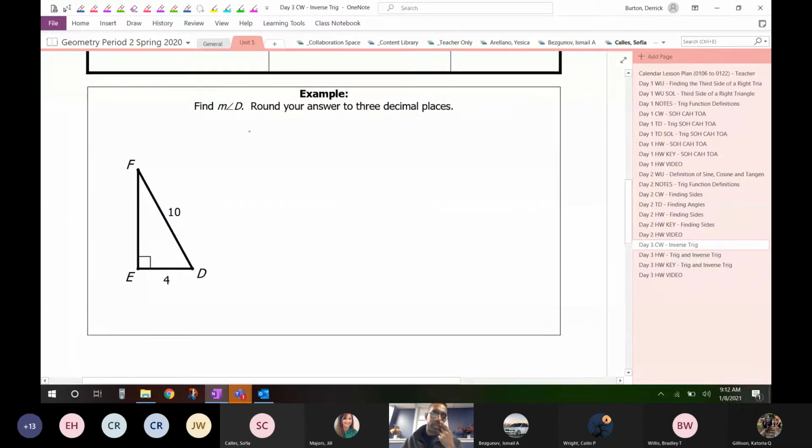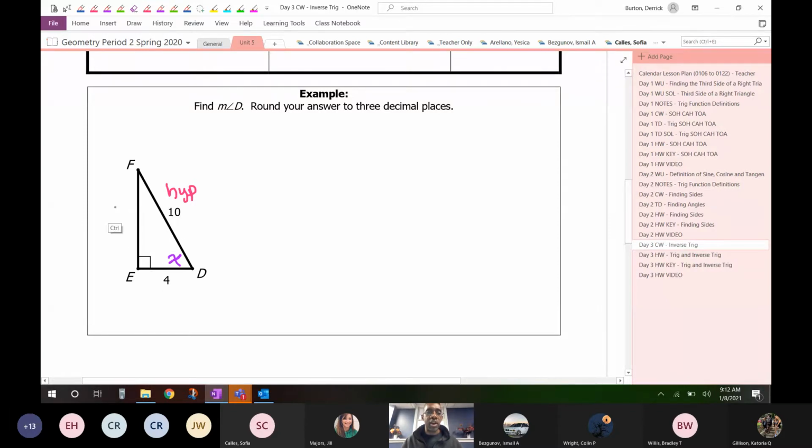So here's an example. We want to find the measure of angle D. So for the first time, we are going to put the variable inside the triangle. So angle D is right here. So let's go ahead and put an X inside the triangle because it represents the angle. Let's go ahead and label all of the sides like we do. So this is the hypotenuse. Always start with the hypotenuse. It's across from the 90-degree angle.